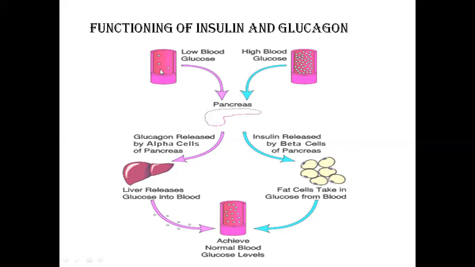And in this part you have low blood glucose level. So the pancreas, after receiving a signal that the blood glucose level is too low, gives a signal to the alpha cells, which in turn release glucagon. And what this glucagon does is it helps in the release of the sugar that was stored in the liver. And once this sugar gets released into the bloodstream, again the normal blood glucose level is maintained.